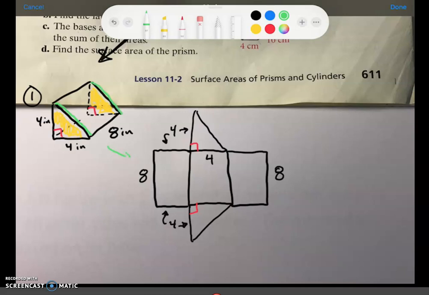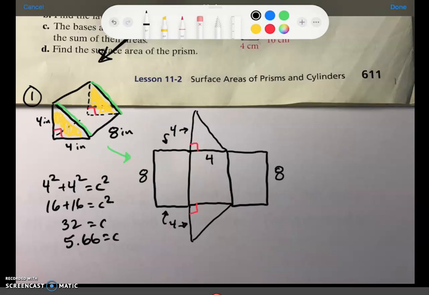I drew a net, as you can see, and it's got 3 rectangles and 2 triangles, which are the bases. I highlighted them in yellow. We're going to need to figure out that green line by doing a simple a squared plus b squared is equal to the green line squared. This is 16 plus 16. This, of course, will be the square root of 32, and that would be the green line. So the square root of 32, and I'm going with about 5.66. When I throw it in the picture, this is 5.66 here and down here.